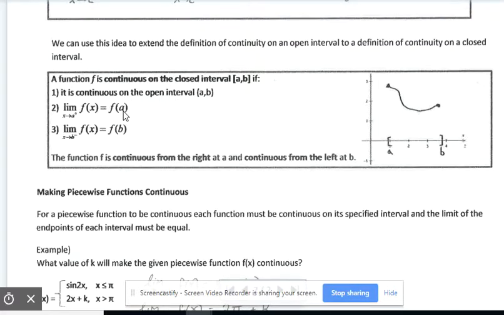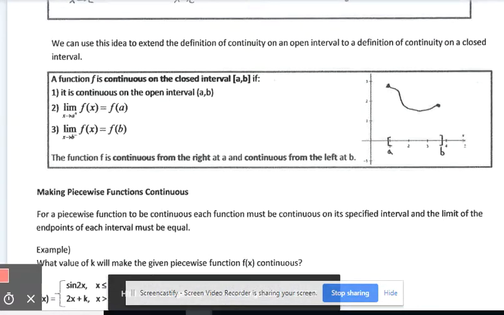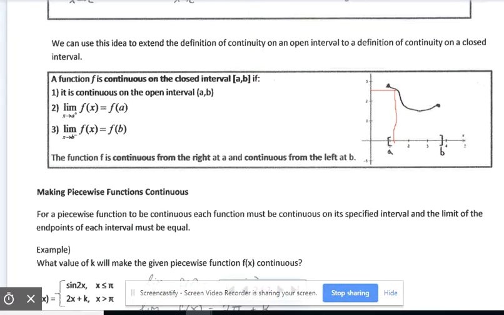And then the limit as x approaches a from the right has to equal the endpoint f of a. So let's see if we can draw this. As we get closer and closer to a from the right, that's not a straight line, but it'll do, the y values.